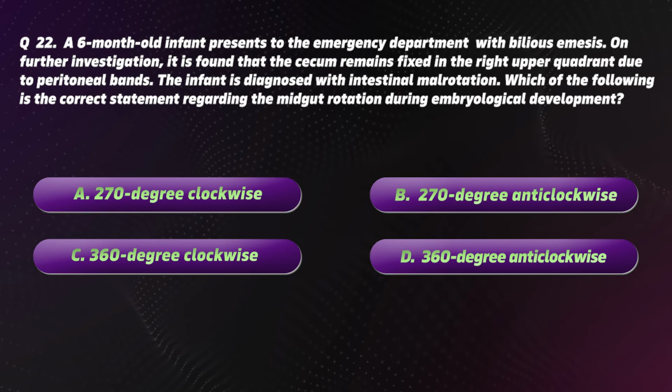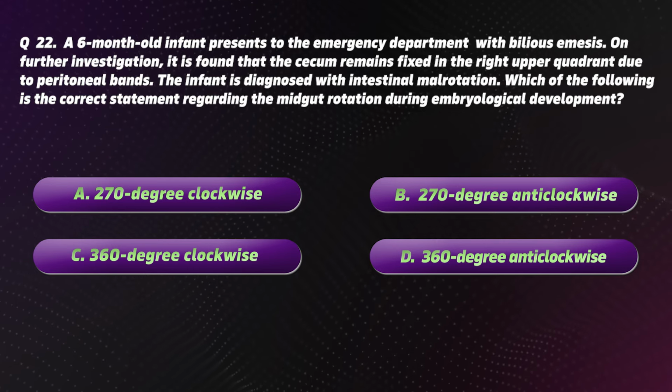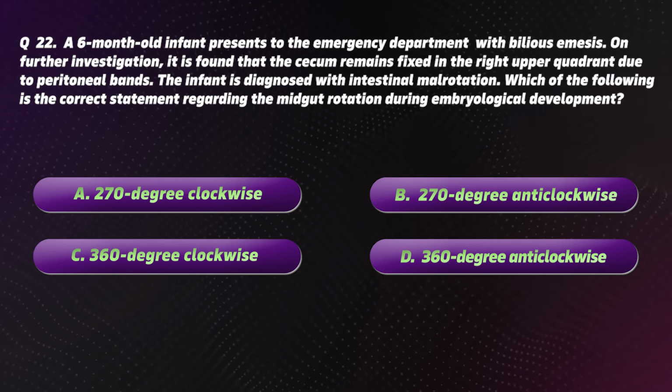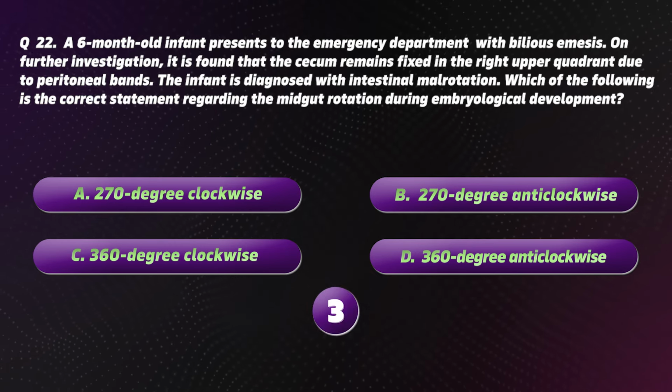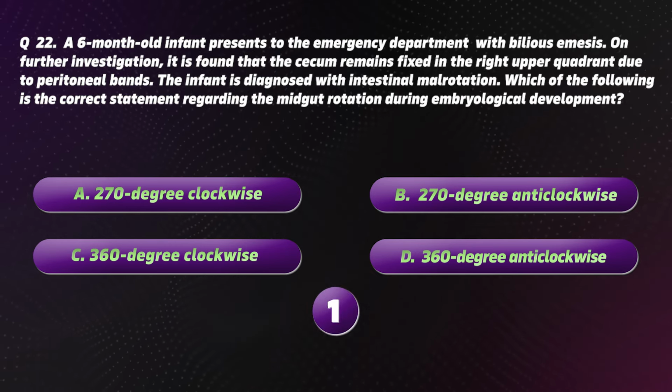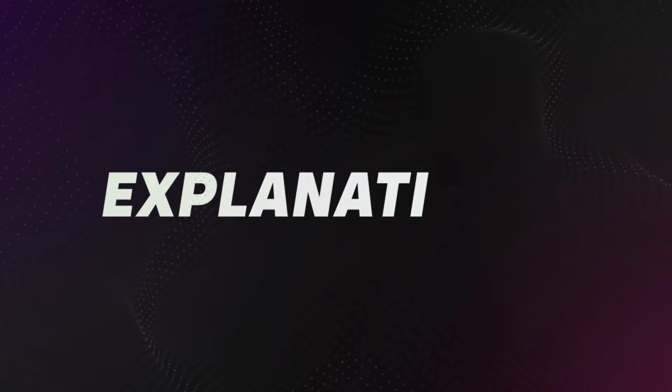Here are the options. A. 270 degree clockwise. B. 270 degree anti-clockwise. C. 360 degree clockwise. D. 360 degree anti-clockwise. And the correct option is B. 270 degree anti-clockwise. Here's the explanation.